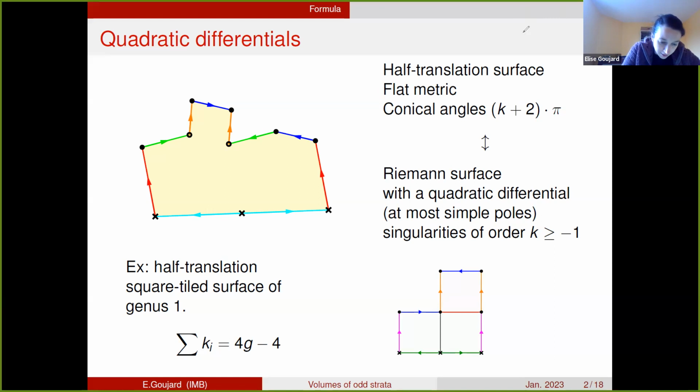Let me see if I can do, yes. And a quadratic differential is a form that is locally modeled as some meromorphic function times dz squared, where this meromorphic function has at most simple poles. So this is the quadratic differential Q. Are you writing something? Yes, so you can't see me? I don't see it either.